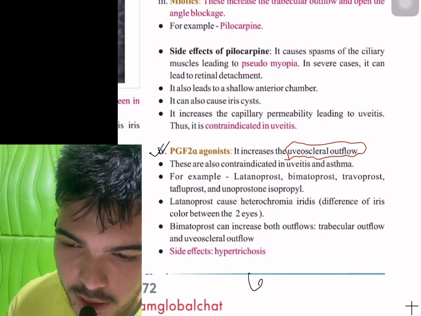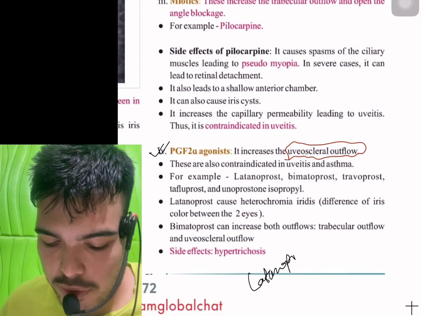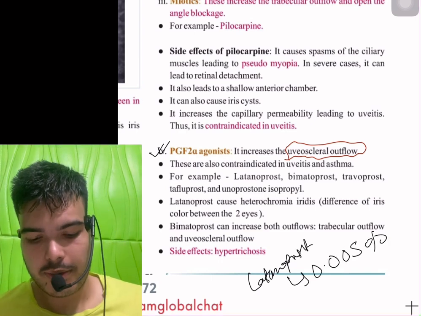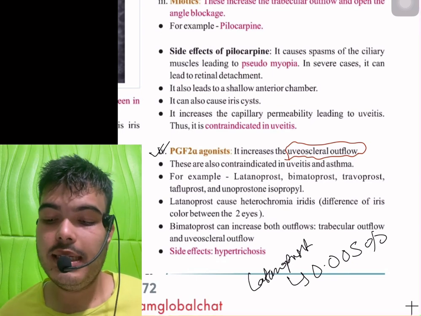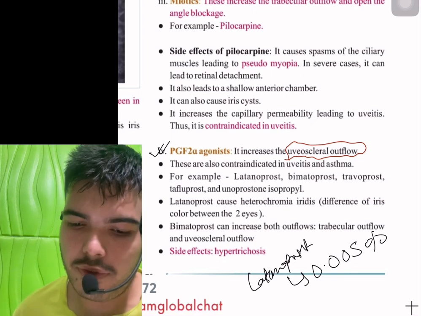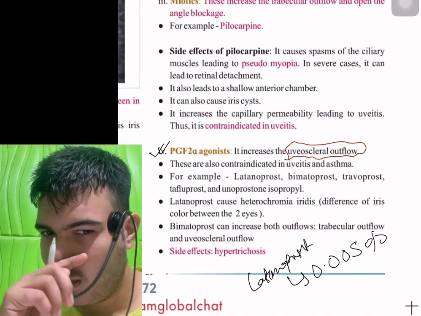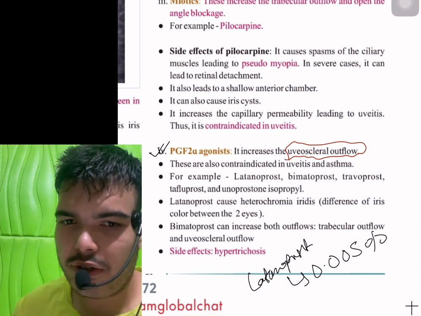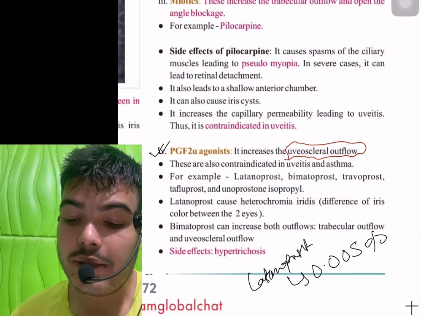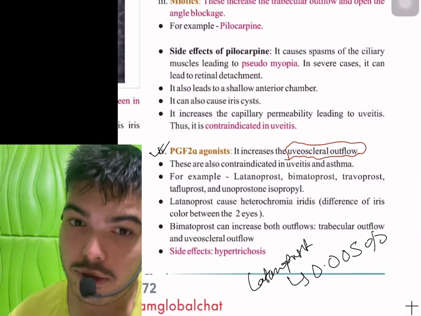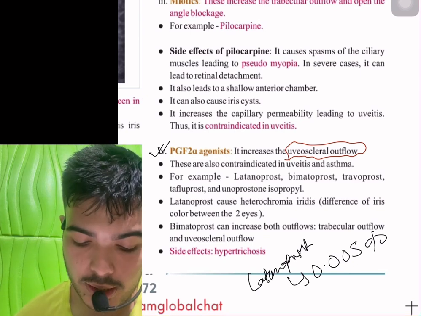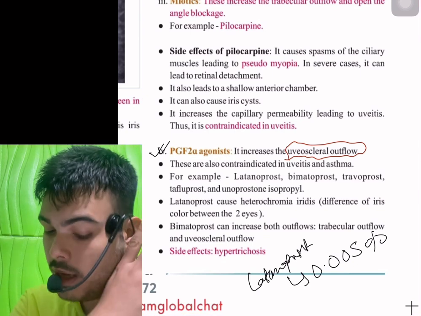It's available at 0.005%. Okay, latanoprost. They are the first choice in the case of open angle glaucoma. So if you have an open angle glaucoma, or you have to use any kind of drug for glaucoma, just use latanoprost. Very good drug. IOP is reduced in ocular hypertensives, and it's reduced in both ocular hypertensives as well as normotensives.